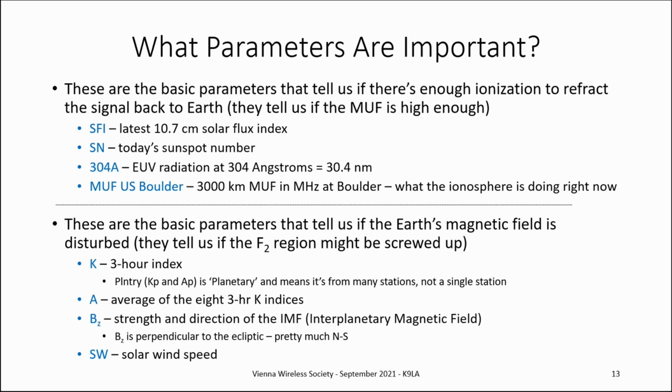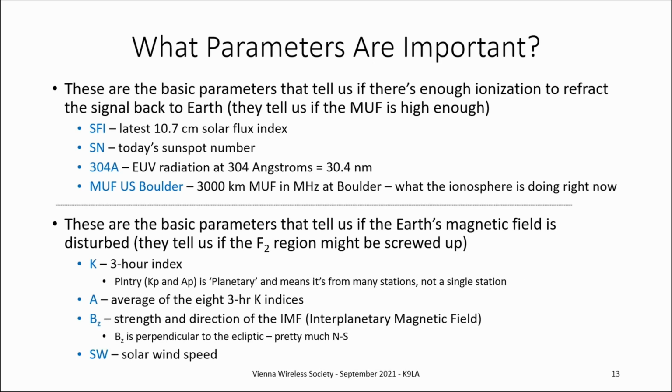BZ, that's the strength and direction of the interplanetary magnetic field. And the Z component of B is perpendicular to the ecliptic. In other words, the ecliptic is the plane in which the Earth goes around the sun. So if it's perpendicular to that plane, and realizing that the Earth is kind of oriented north-south, of course it's tilted a bit, that tells us if the interplanetary magnetic field and any disturbances couple into the Earth's magnetic field.